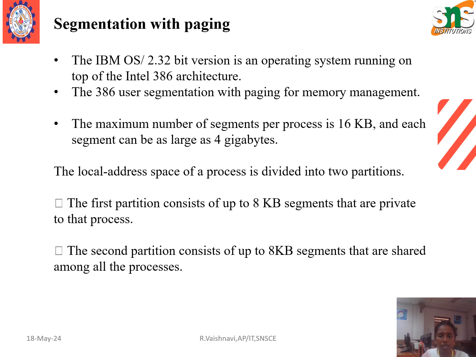The first partition consists of up to 8 KB segments that are private to that process. The second partition consists of up to 8 KB segments that are shared among all the processes.